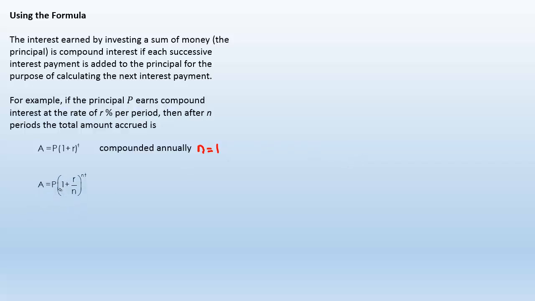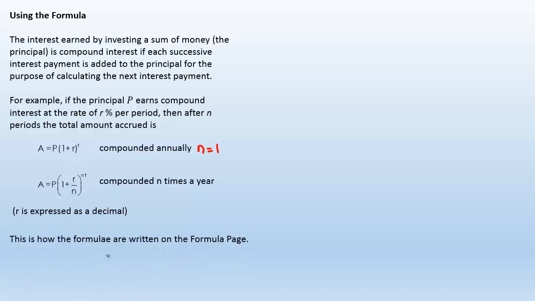A = P(1 + R/n)^(nt) when it's compounded n times per year. So if it's compounded quarterly, n would be 4 quarters in a year. Now, in these formulae, R is expressed as a decimal. R is often given to us as a percent. Remember, percent to decimal, divide by 100.